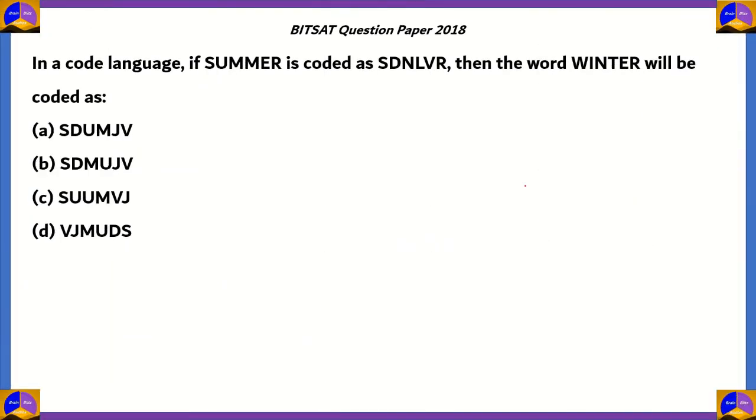Now we've reached the last question of this episode. This question is again based on code language. So if summer is coded as SDNLVR, then the word winter will be coded as one of the 4 options. So let's write down the word and its code in order to get an idea behind how to solve it. So you have SDNLVR.